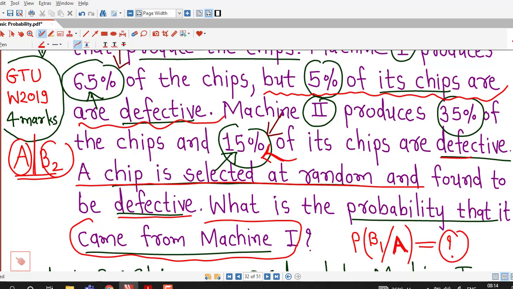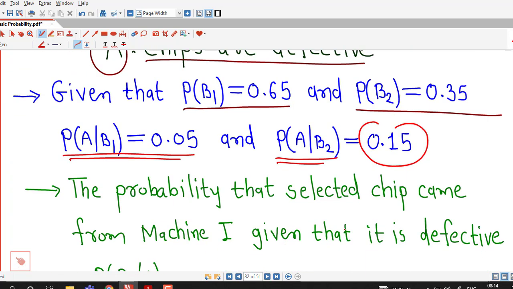If you read this line, a chip is selected at random and found to be defective, so event A occurs. Event A is given and we have to find the probability that the selected defective chip came from machine 1, that is, the probability of chips produced by machine 1 given that chips are defective. For this probability we can use Bayes theorem.